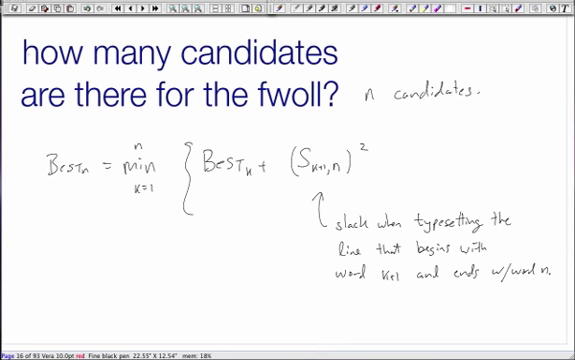So here we go. Here's our algorithm. Best way to typeset n is going to be the min of the best way to typeset the first k words plus the slack squared when you typeset a line that begins with word k plus 1 and ends with word n.